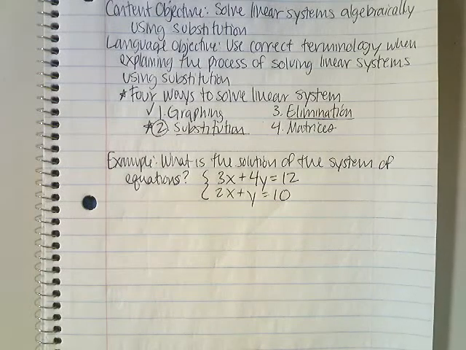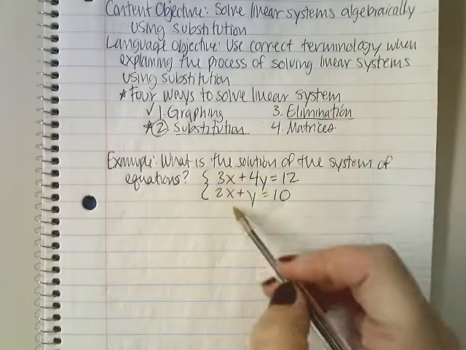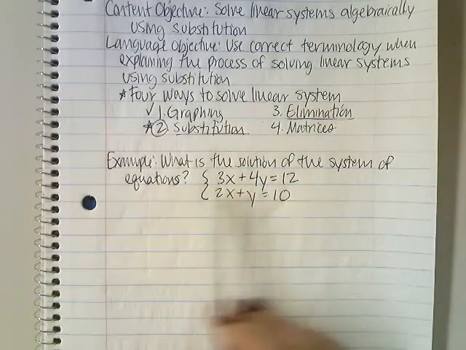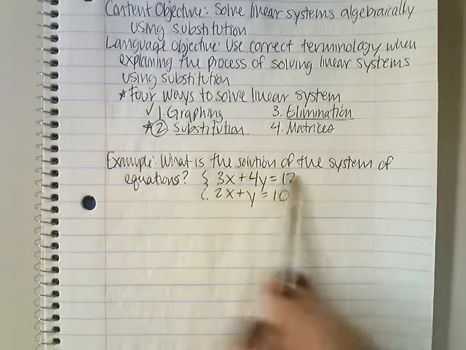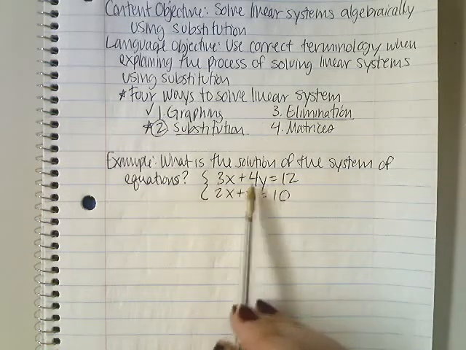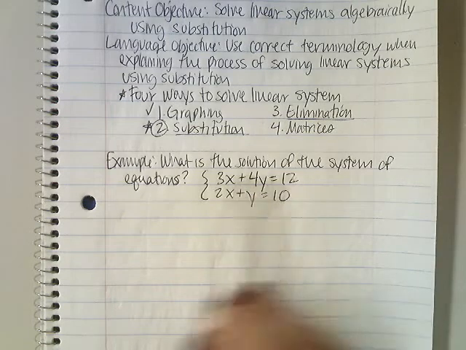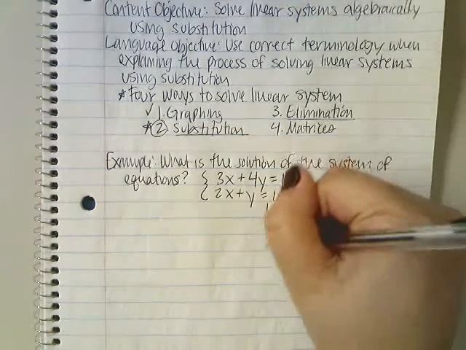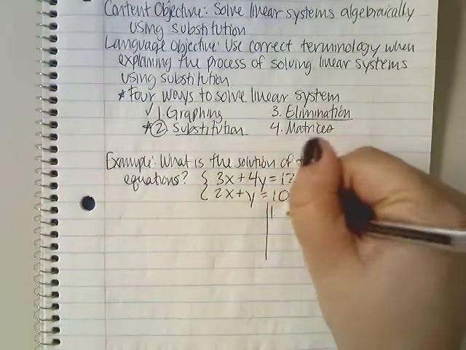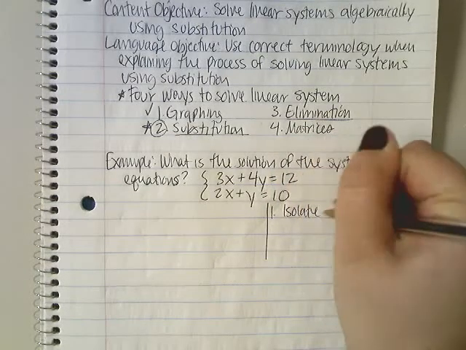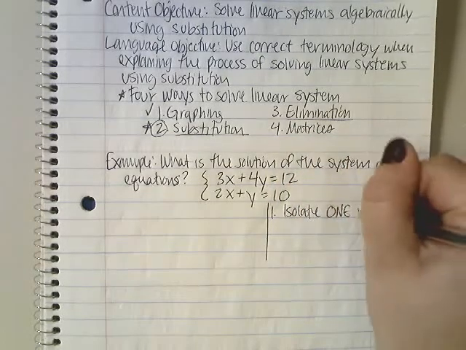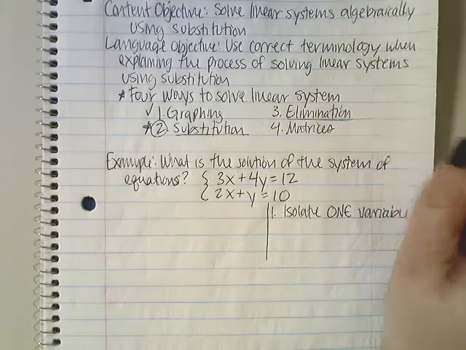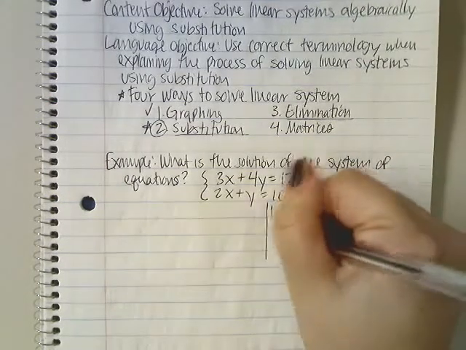Just a reminder from yesterday, we know the solution is the point where they intersect, or when the x and y coordinates can be plugged into either equation and generate a true equation. So we're looking for the x and y coordinates that can be plugged into both to make a true equation, which is the point of intersection of the 2 graphs. So for substitution, step 1 is to isolate one variable from one equation.